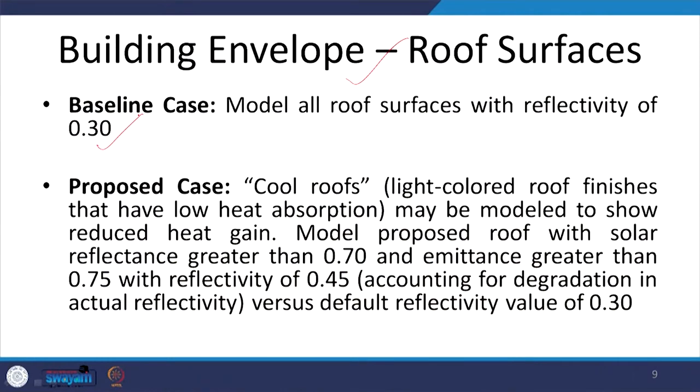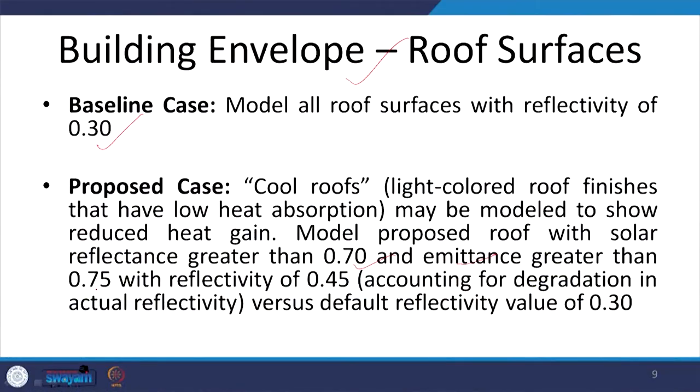In roof surfaces, the base case will be modeled with all the roof surfaces with a reflectivity of 0.3. However, in the proposed case, we might have different values, say if cool roofs are being used. Cool roofs will have a solar reflectance greater than 0.7 and emittance greater than 0.75. This is accounting for an informed choice by the designer and the proposer of the building. So, the proposed case gets the advantage over this reflectivity value of 0.3.